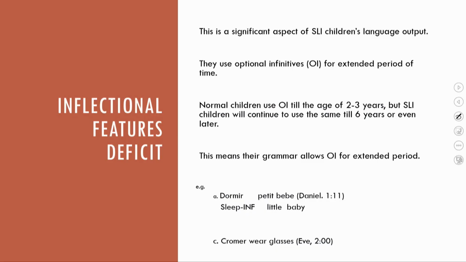We started with the typical features of grammatical deficit. The most notable of them is the inflectional deficits with respect to tense marking and other kinds of grammatical structures. So, let us start. Inflectional feature deficit is one of the most significant aspects. One of the interesting domains is the use of the optional infinitives.